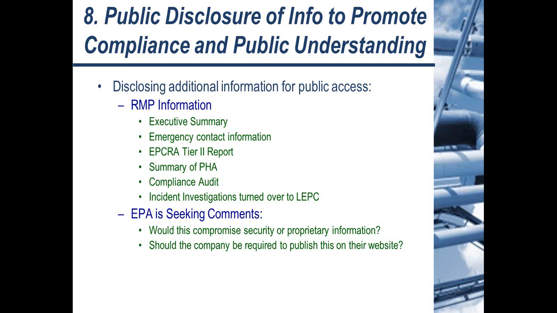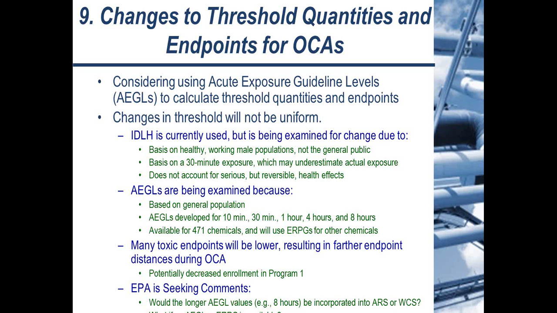It's good for OSHA in that it is based on healthy working male populations, not the general public. However, obviously this isn't indicative of an off-site consequence. You're not going to be just looking at a healthy working male population, but you'll have children, elderly, people that will be much more susceptible to chemical releases. It's also based on a 30-minute exposure, which can underestimate the actual exposures, and does not account for serious but reversible health effects. So this is looking at purely, this could kill somebody. However, you're obviously going to be having different responses. Things can be reversible. However, when it's the public, this obviously also is not acceptable.